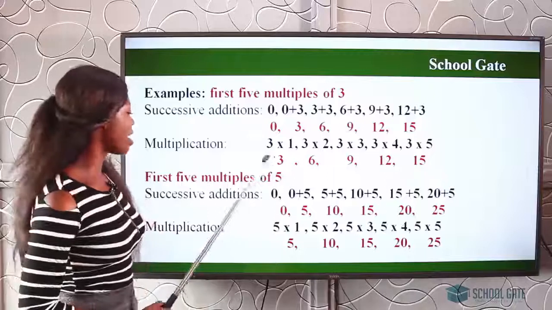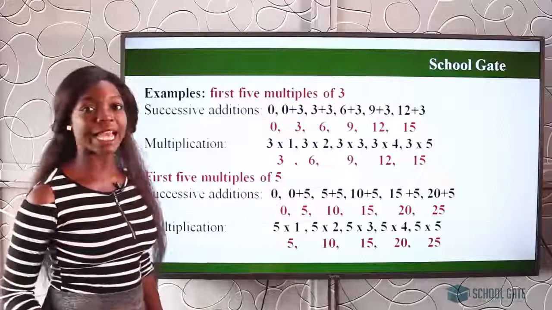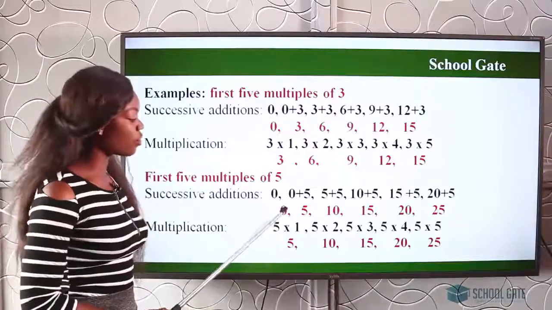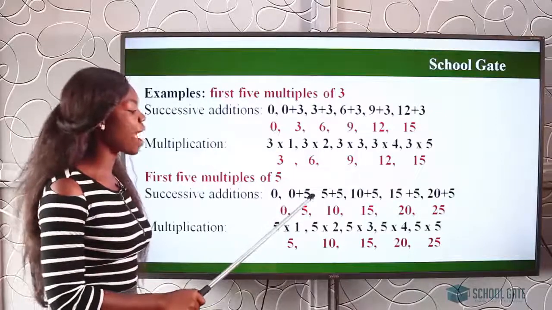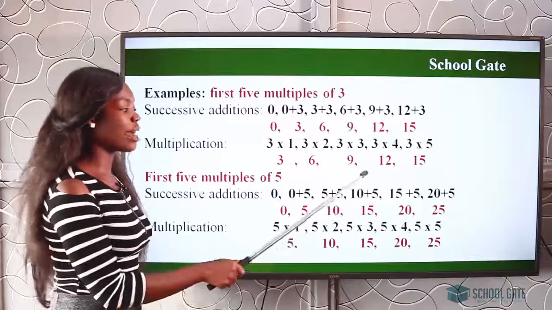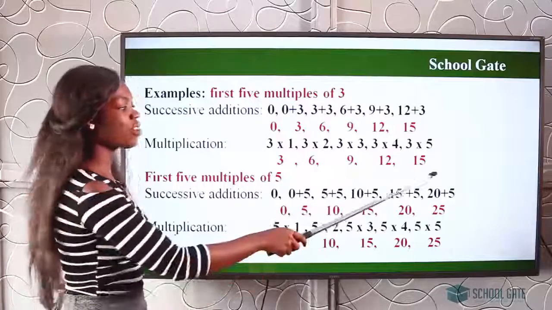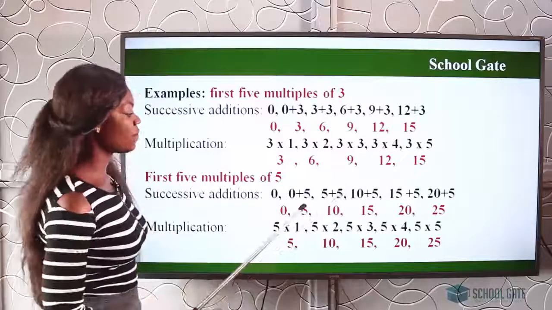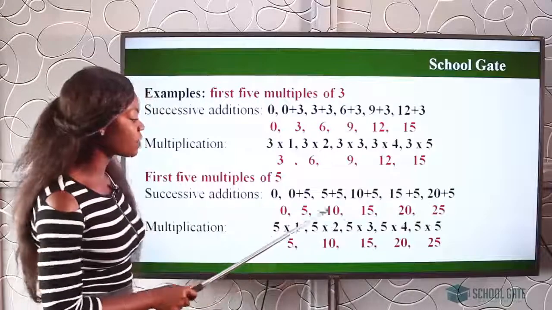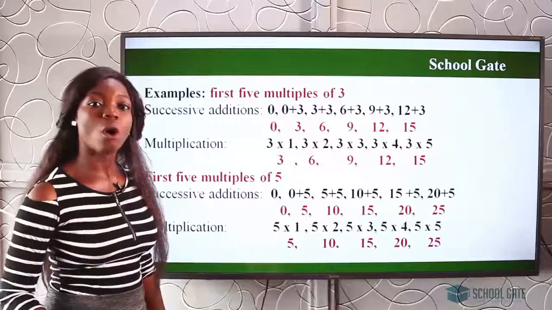Let's look at another example. Find the first 5 multiples of 5. You can use any method, successive additions or multiplication. You start from 0. 0 plus 5, you have 5. This 5 plus another 5, you have 10. Plus another 5, you have 15. Plus another 5, you have 20. Plus another 5, you have 25. So we have 5, 10, 15, 20, 25. These are the first 5 multiples of 5. You can continue to write them on and on.